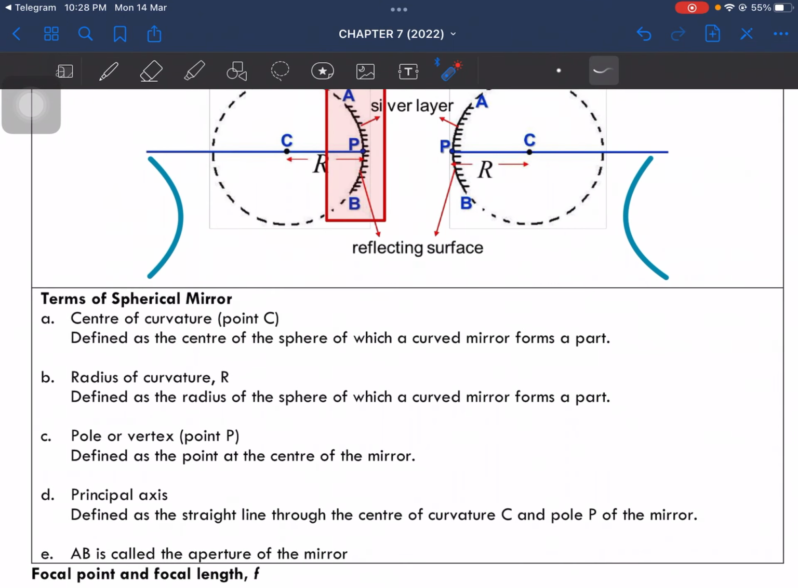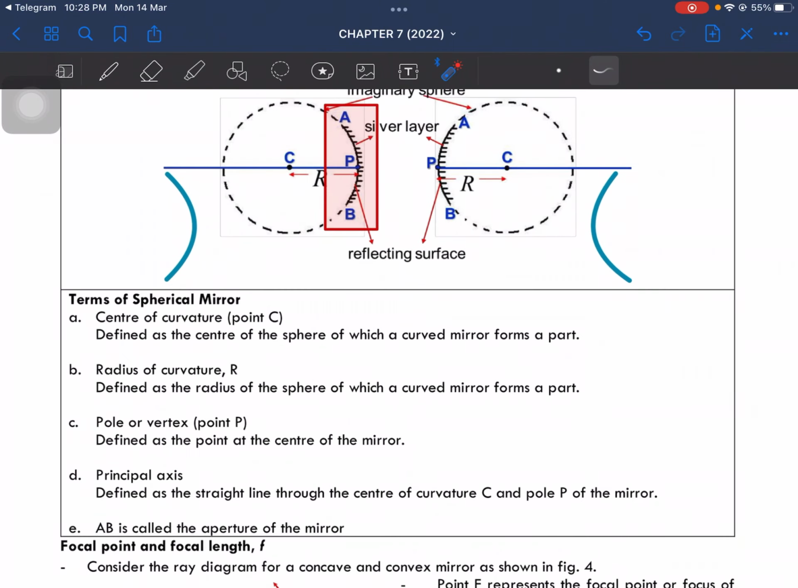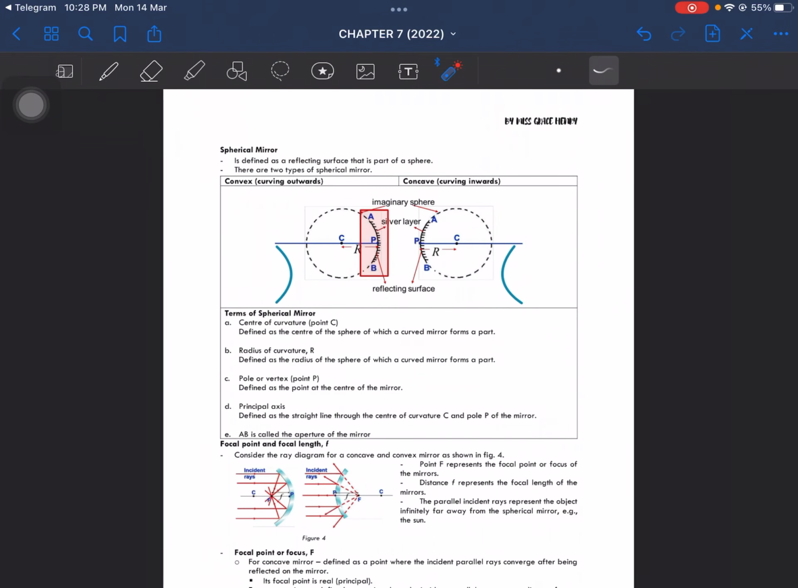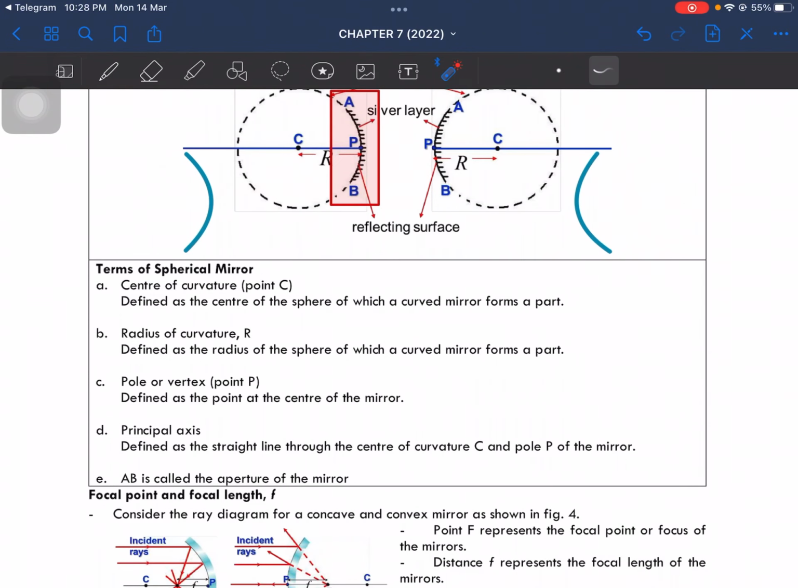So now the terms of this spherical mirror are very important, because you need to know where they are in the diagram. Point C here is the center of curvature, which is at the center of the sphere. Capital R, or it can also be written as small letter r, is defined as the radius of curvature, which is basically the radius of the sphere. The point P here is the point at the center of this mirror, and this blue line here is the principal axis.